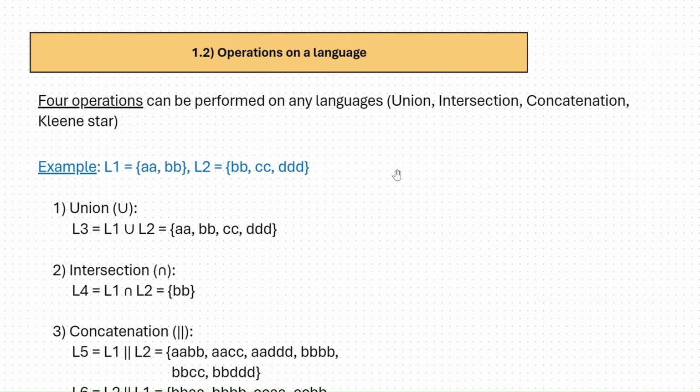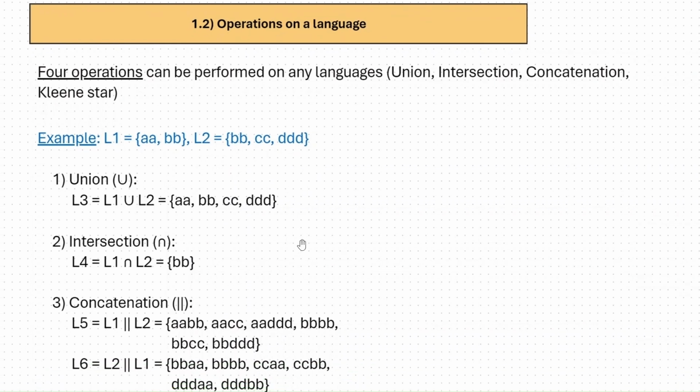Let's see the operations that can be done on a language. 4 different operations can be performed on any language. These are union, intersection, concatenation, and Kleene star. We will go through with examples. Let's say language 1 includes 2 strings, and language 2 includes 3 different strings. And by the way, at the end of each operation, we will get another language. So this is important. Let's start with union operation.